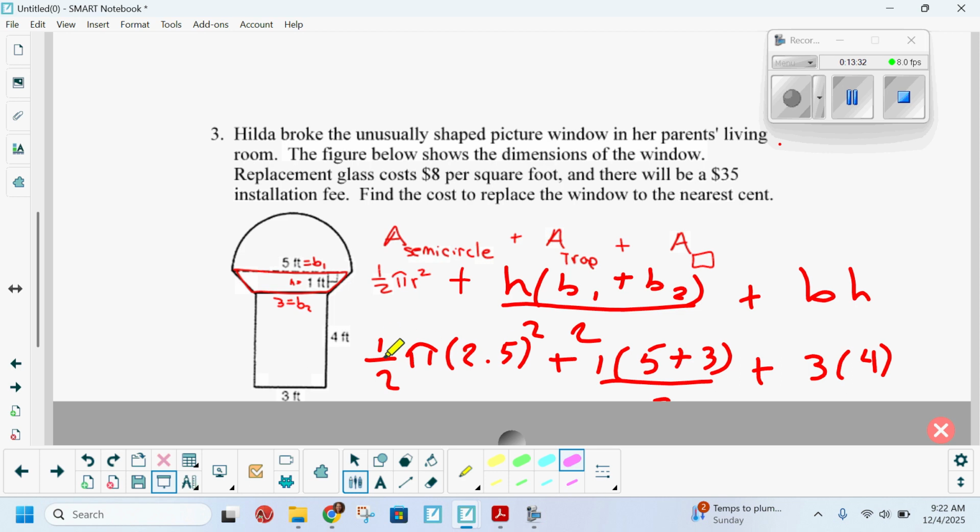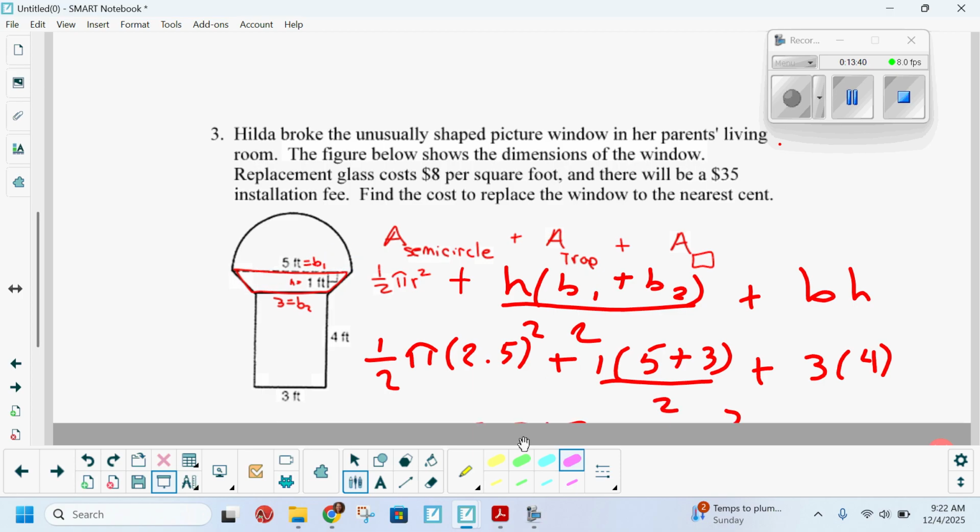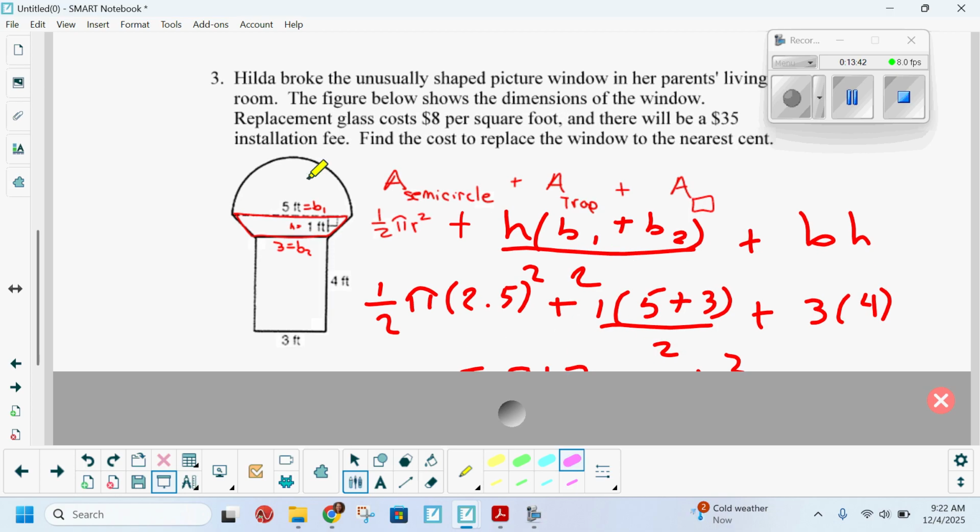So now I have 1/2 times pi, and here's my radius because this whole thing is 5, so that's only 2.5. For my trapezoid, I've got a height of 1. I've got my base 1 and my base 2. So I'm going to add those together and then divide by 2. And then my rectangle right here is 4 by 3.